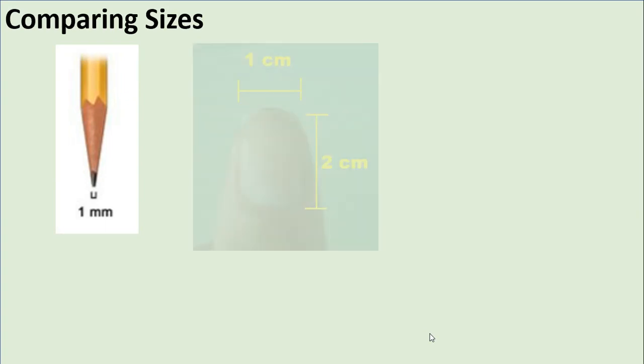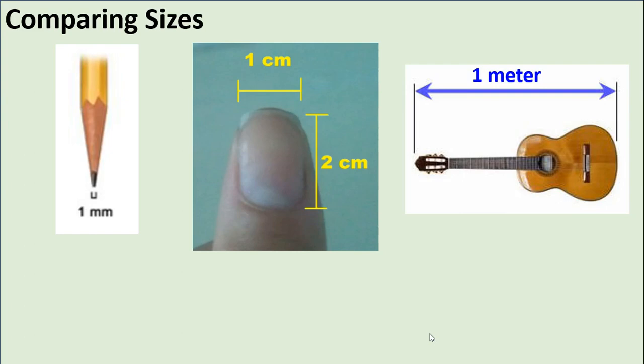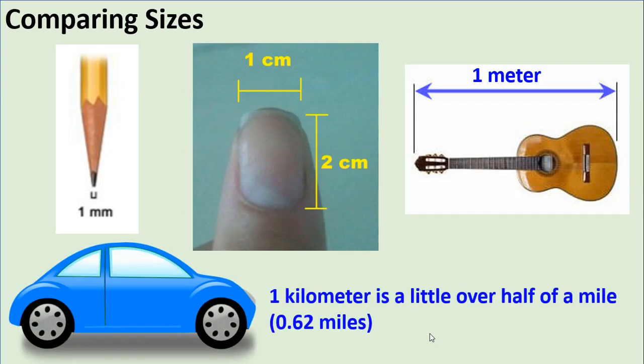Let's compare the sizes. Millimeters is about the tip of the pencil. Centimeters is about the width of your fingernail. The width is going side to side. A guitar is about 1 meter long, and 1 kilometer is a little over half of a mile. So you may either run or might use a car to measure a kilometer. These are the four units that we focus on when comparing the metric system.